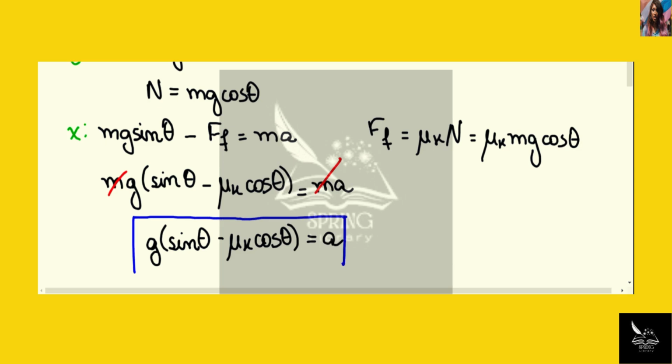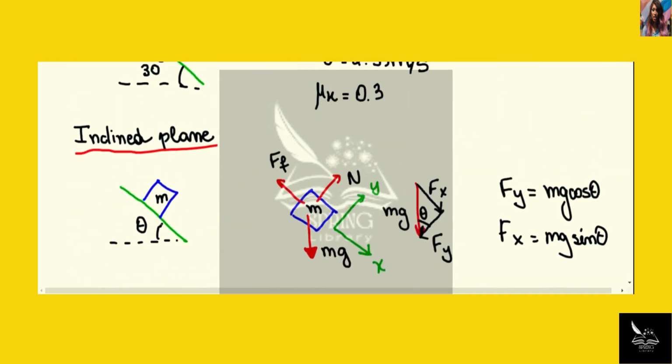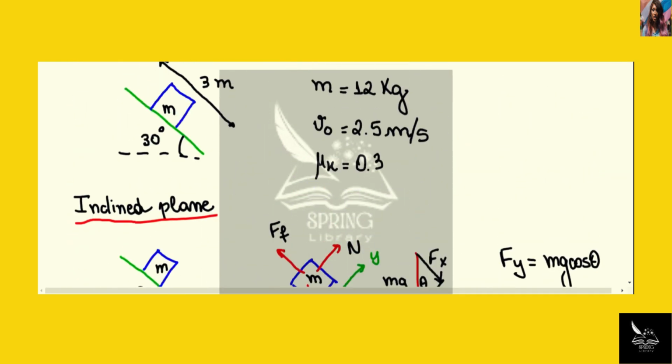Okay, and this ends our review of the inclined plane, and we have all the information we need in order to solve our problem. So in our problem, we have a block that has a mass of 12 kilograms sliding down the plane with an initial speed of 2.5 meters per second. And the coefficient of kinetic friction between the surface and the block is 0.3. The incline has a length of 3 meters.